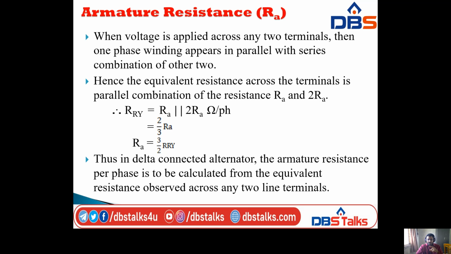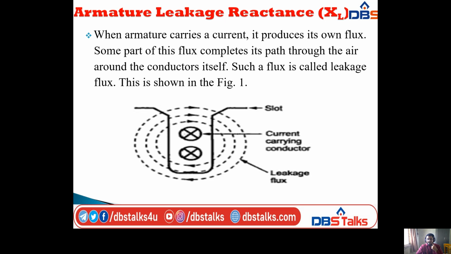And next, coming to the armature leakage reactance. This is the second parameter of the armature winding. Previously we discussed armature resistance, which is the first parameter of the armature winding. Now this one is the armature leakage reactance. When the armature carries a current, it produces its own flux.